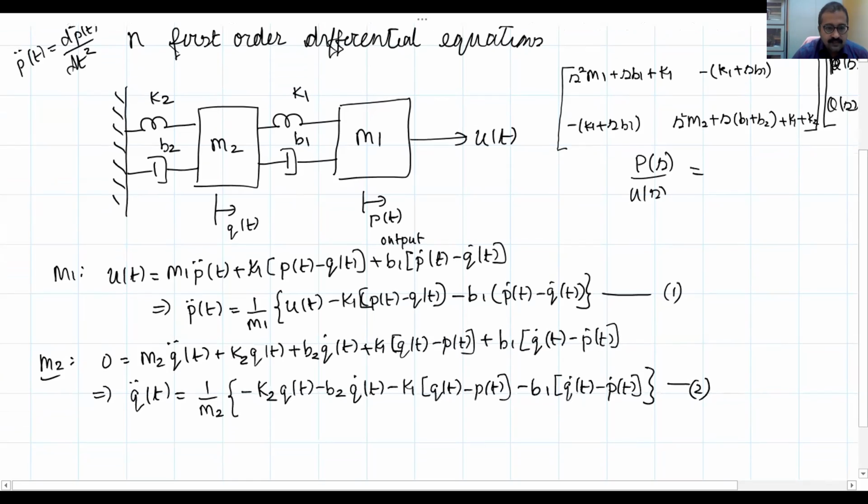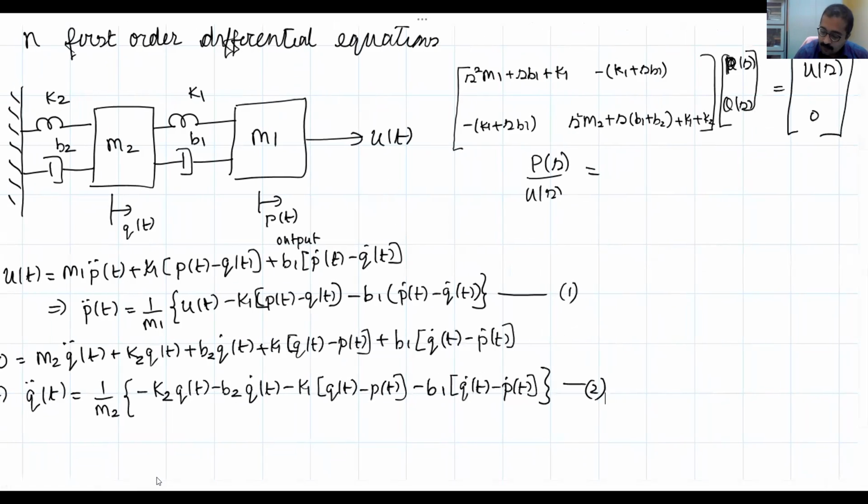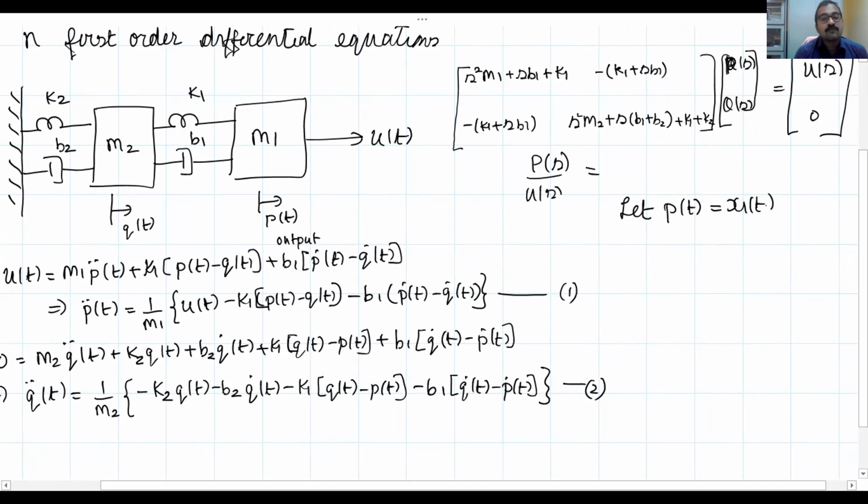Let me define the set of variables like this. Let P of T equal x1 of T. x1 of T is the newly introduced variable, that is called a state variable. So what will be P dot T? That is x1 dot T. I will call that another new state variable, x2 of T. So what will be P double dot T? P double dot T will be x2 dot T. I will not call this x3.